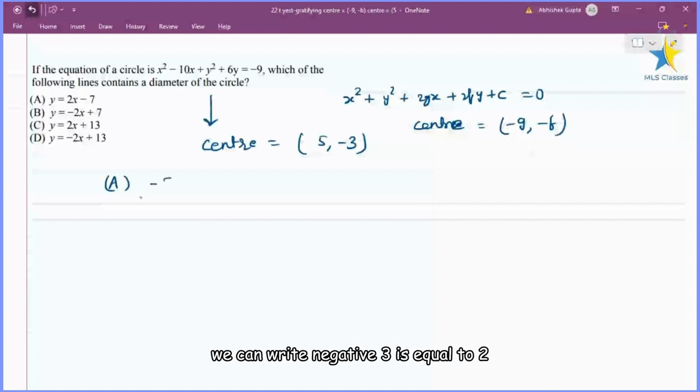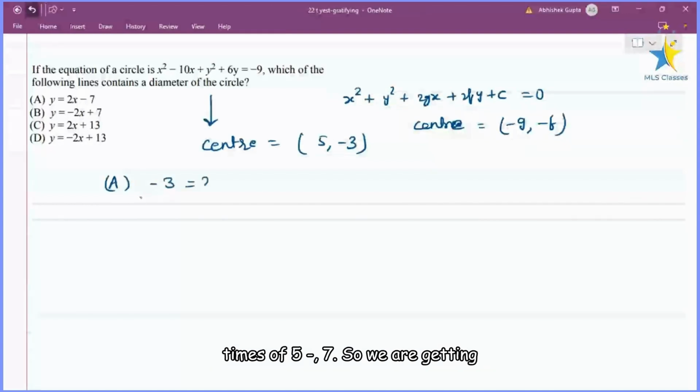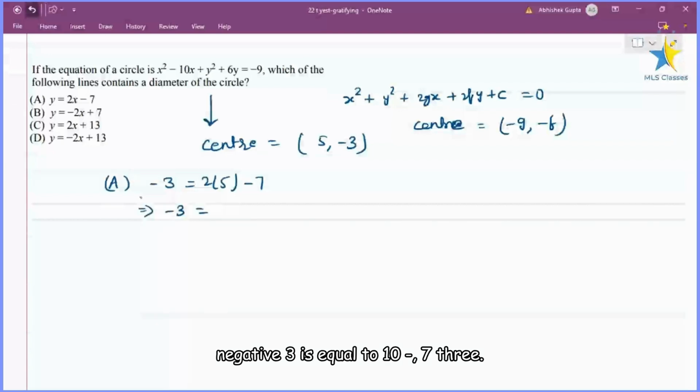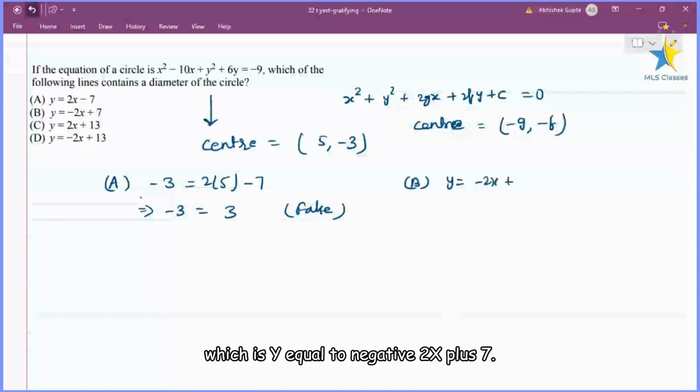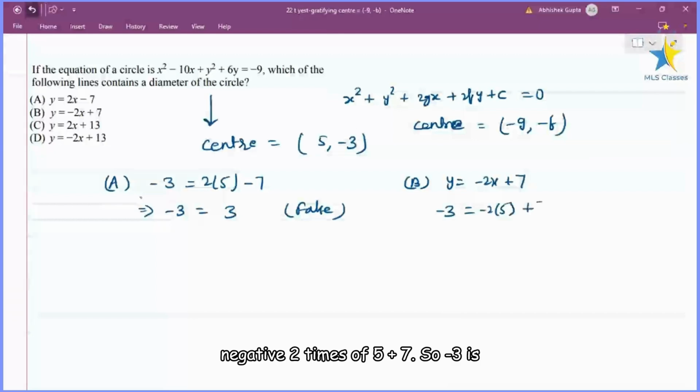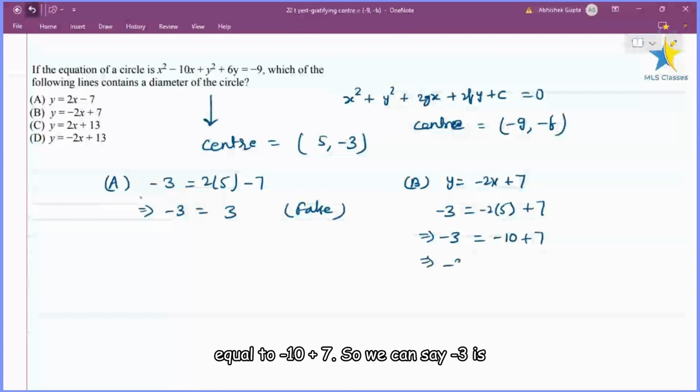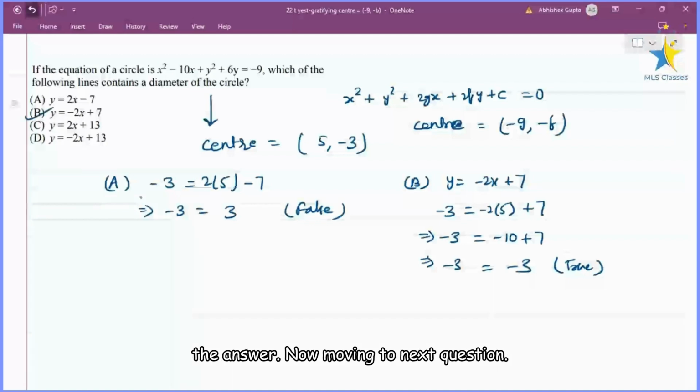So for A, we can write negative 3 is equal to 2 times 5 minus 7. So we are getting negative 3 is equal to 10 minus 7, which is 3. So false. We will check option B, which is y equal to negative 2x plus 7. So we can write negative 3 is equal to negative 2 times 5 plus 7, so negative 3 is equal to negative 10 plus 7. So we can say negative 3 is equal to negative 3. That means it is true. So option B is satisfying, so this will be the answer.